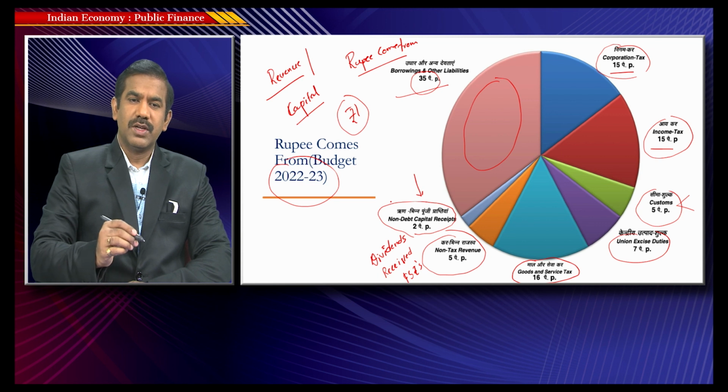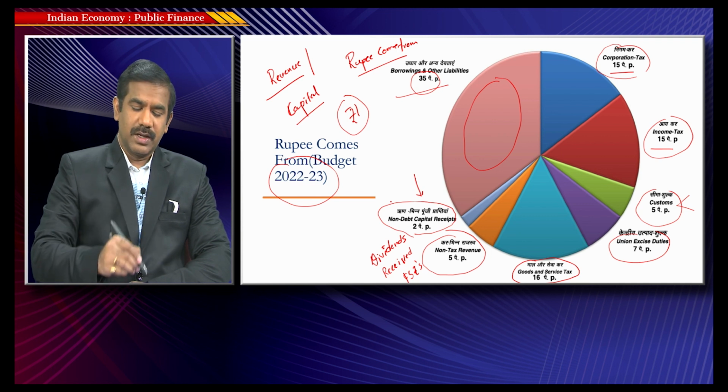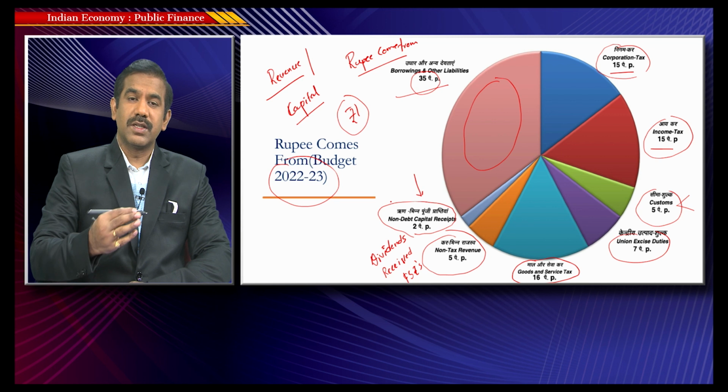So don't get confused. The term seems to be complex, but simply, non-debt creating receipt does mean, whether it's a capital receipt or revenue receipt, any receipt that doesn't result in creating any liability. That is what we call non-debt creating receipt. And here, non-debt capital receipt does mean a non-recurring receipt which doesn't result in any liability to the government of India.